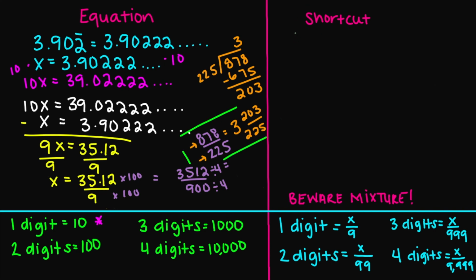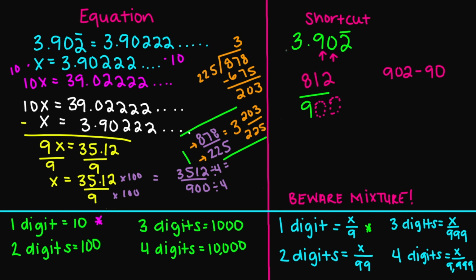Now, let's say we did the shortcut way. 3.902 repeating, since I only have one digit that's being repeated, I am going to get a 9 in my denominator. However, I do have other digits in front of my repeating number. We have a 9 here and another 0 here. So I'm going to add a 0 for the 9 and a 0 for the 0. Now we're going to subtract 902 minus 90. This is going to give us 812 in my numerator. And then I'm just going to bring my 3 down, which is what we have here.